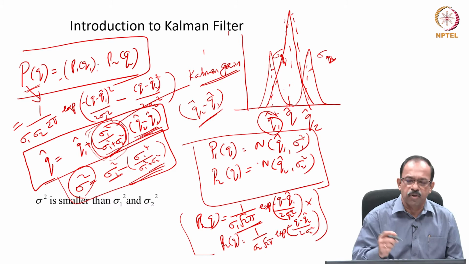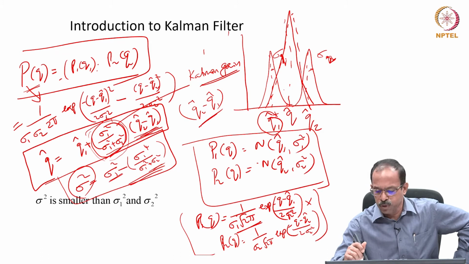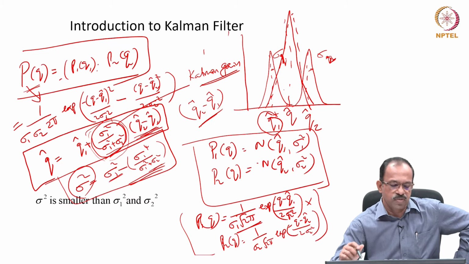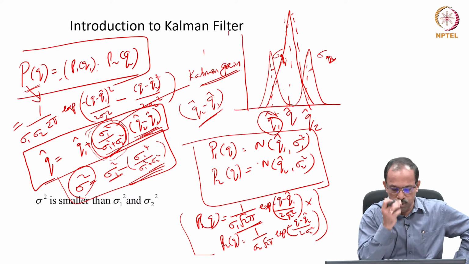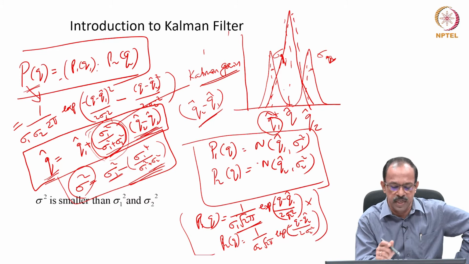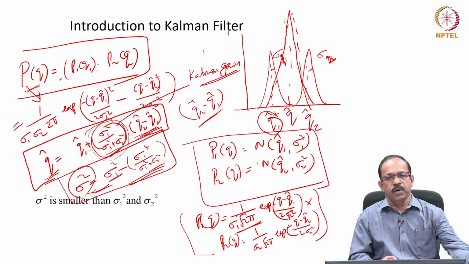Okay, so this is the principle of the Kalman filter. We assume two distributions, P1(q) and P2(q), with their own means q1 hat and q2 hat and variances sigma 1 square and sigma 2 square. Then we combine these two using the Bayes rule and find the new mean and variance. You will see that the new mean is the first mean plus the Kalman gain multiplied by the difference of the two means, and then you have a covariance which is smaller than the two previous estimates. So that is basically the principle of the Kalman filter.